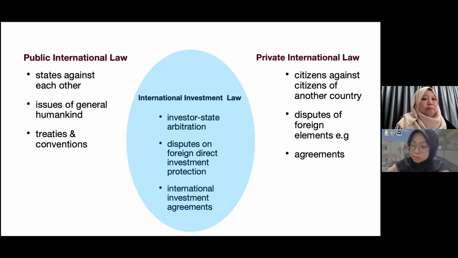Okay, so the next area of law is private international law, where basically it involves citizens against citizens of another country. And the types of disputes are disputes which have some foreign elements in it. So it can be issues of marriage, but in many situations they involve commercial agreements or commercial disputes between foreign people. And what binds them together, again, is agreements between each other.